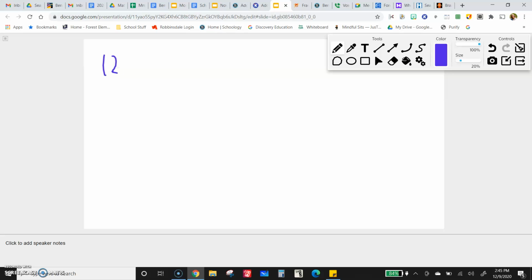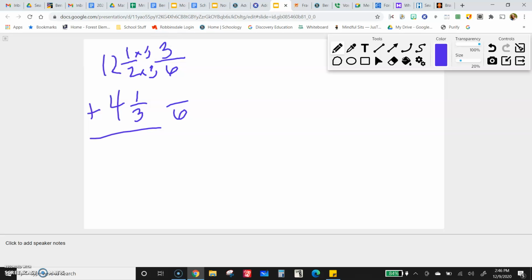So if I have a problem, 12 and 1/2 plus 4 and 1/3. All right, same first step, find a common denominator. 2, 4, 6, 3, 6. So 6 can be my common denominator. Write equivalent fractions. Times 3, times 3. Notice I'm just ignoring the whole numbers for now, and I'm just worrying about getting a common denominator on my fractions. So it is times 2, times 2.